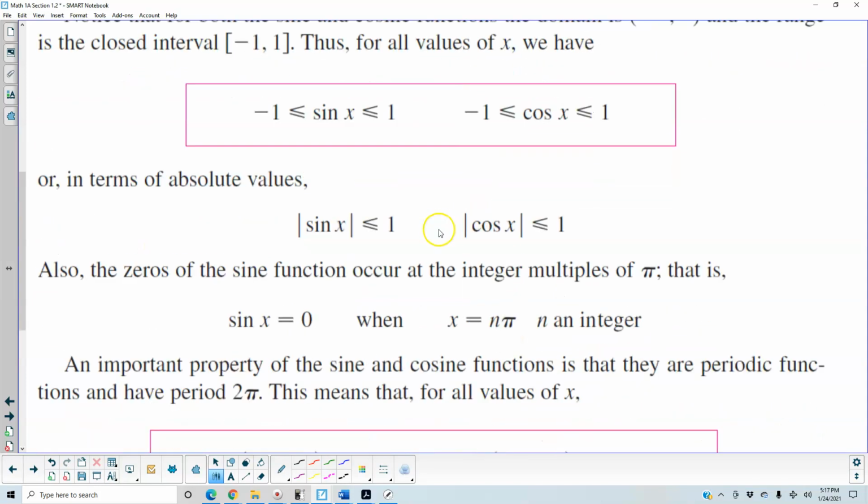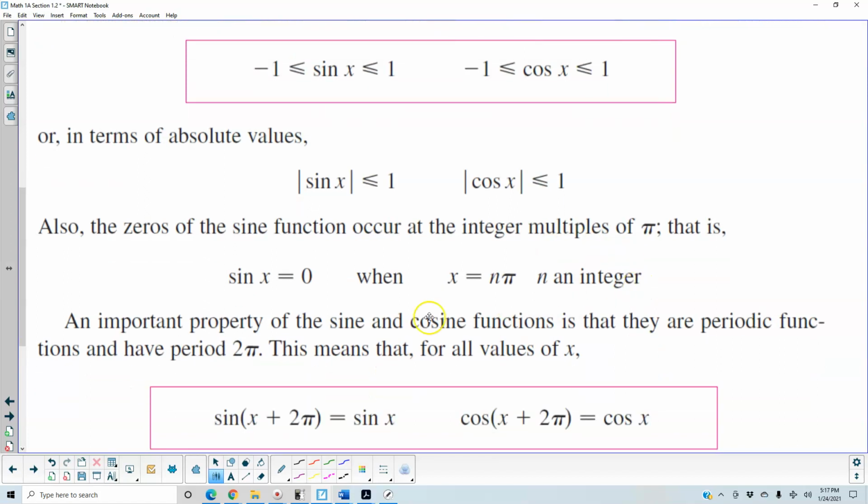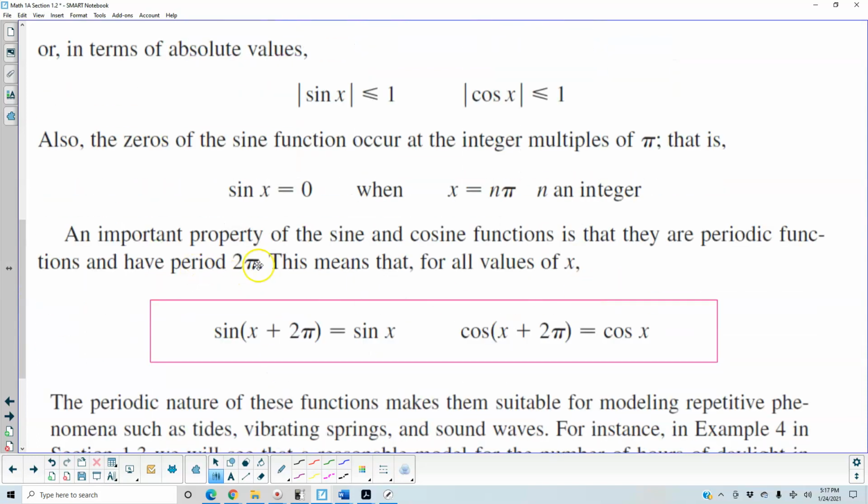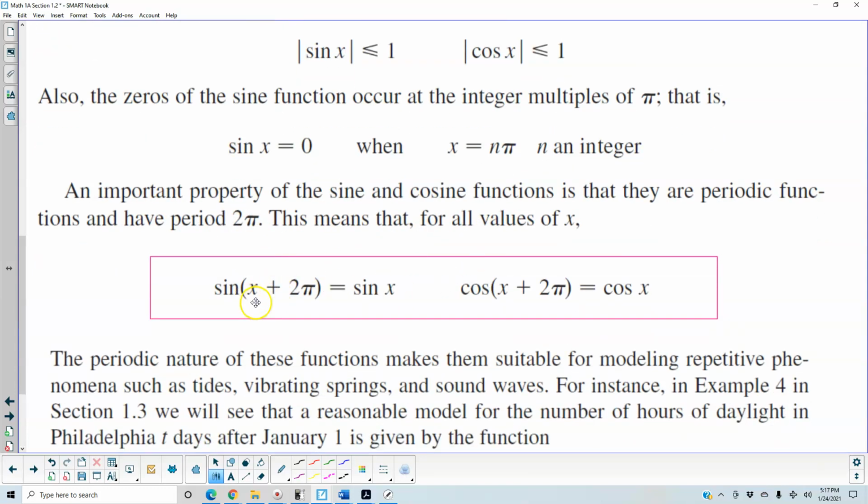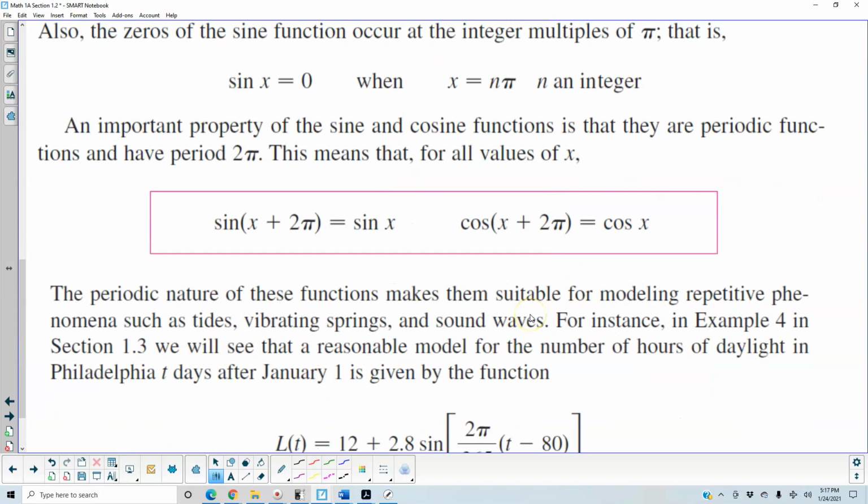Also, the zeros of the sine function occur at the integer multiples of pi. That is, the sine of x is equal to 0 when x is equal to n times pi, where n is an integer. An important property of the sine and cosine functions is that they are periodic functions and have period 2 pi. This means that for all values of x, the sine of x plus 2 pi is equal to sine of x, and the cosine of x plus 2 pi is equal to cosine of x.